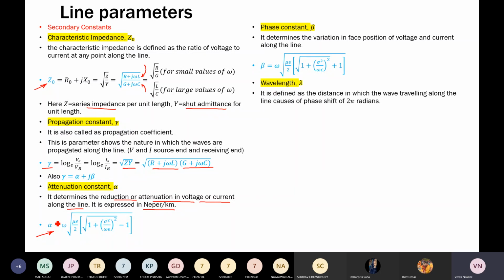Then wavelength, it is defined as a distance. Do remember that it is the distance between two maxima or two minima, or a phase shift of 2 pi radians. So lambda is equal to 2 pi upon beta.